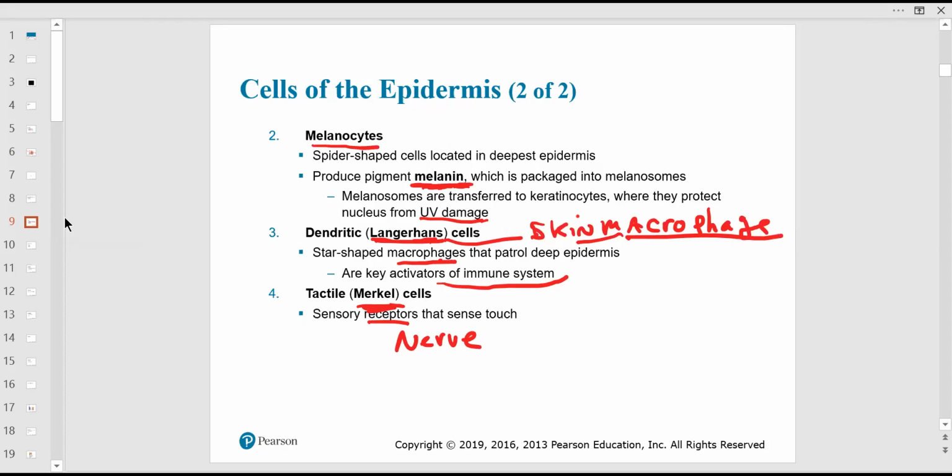I know it's hard. So dendritic means arm-like, with arms or branches. That's why it's star-shaped, dendritic. You're going to hear the word dendrite in the nervous system. It's a big part of the neuron. But it's like little arms or star-shaped.